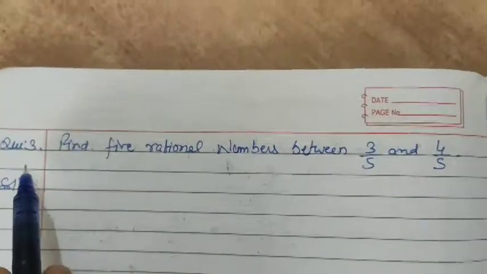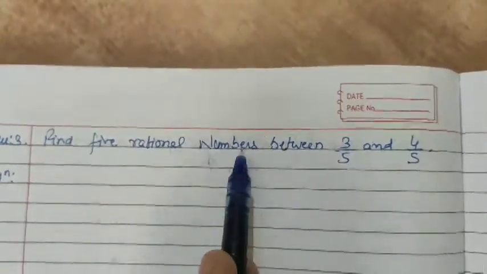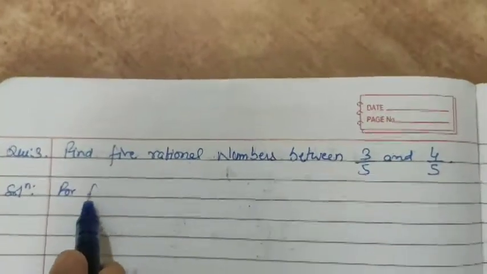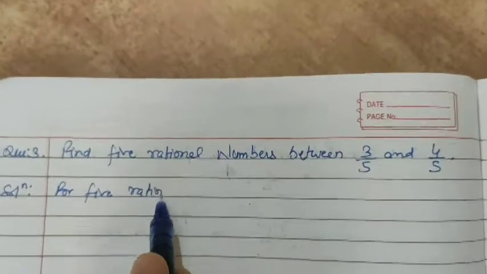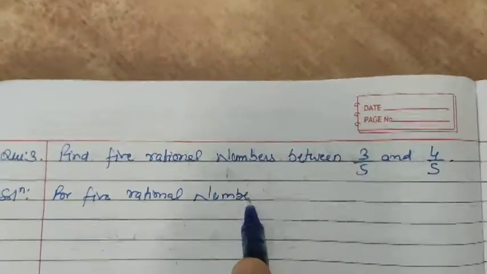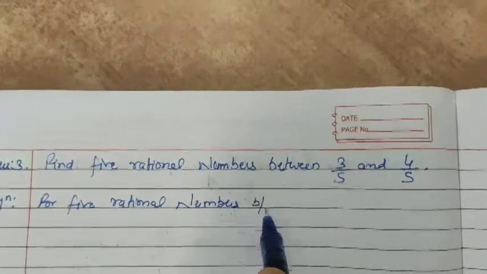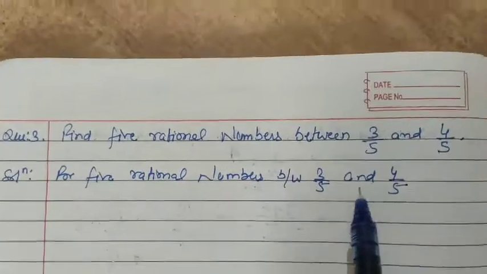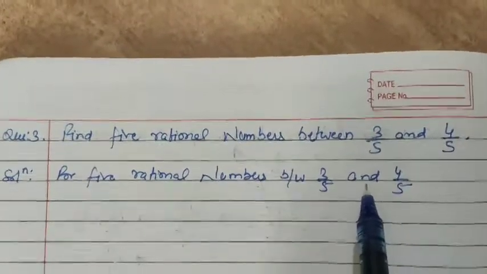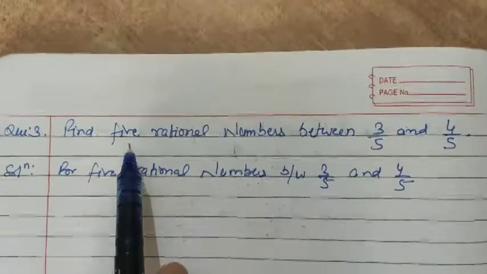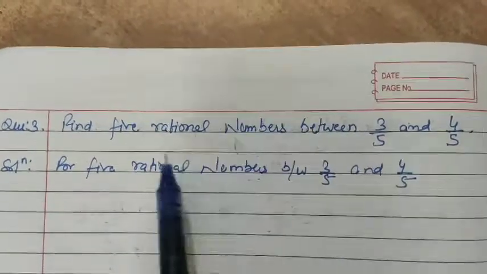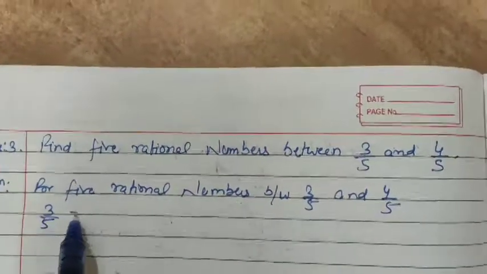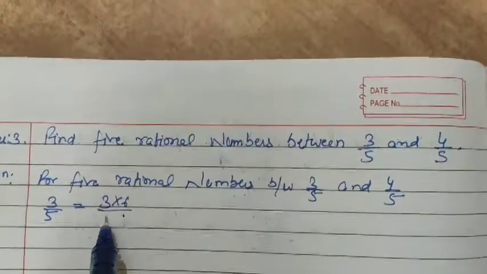The next problem, that is question number 3, we are to find 5 rational numbers between 3 by 5 and 4 by 5. We will multiply these two numbers by a number more than the required numbers. So the required number is 5, so we will multiply the given numbers by 6 and divide each number by 6. So we can write 3 by 5 as 3 into 6 upon 5 into 6.